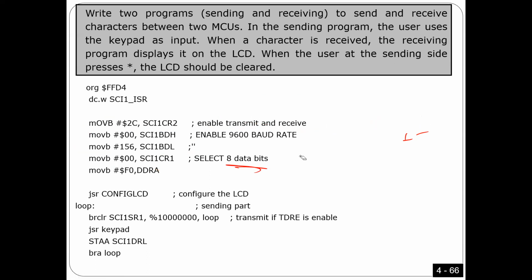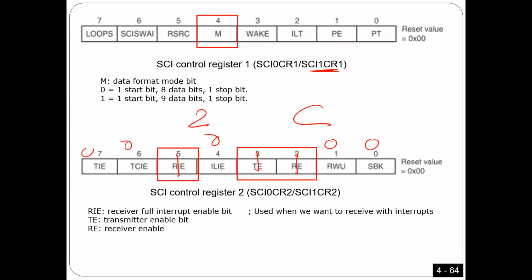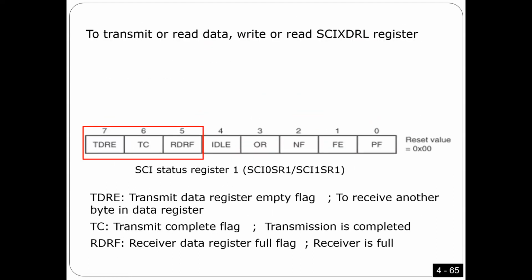Once you do this one, you are now ready. It is ready to use now. The serial communication is ready. So what other register may I need? Now, what if I want to transmit or receive?